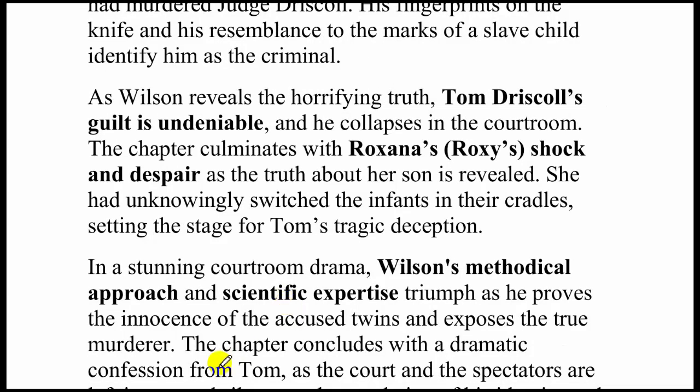As Wilson reveals the horrifying truth, Tom Driscoll's guilt is undeniable, and he collapses in the courtroom. The chapter culminates with Roxy's shock and despair as the truth about her son is revealed. She had knowingly switched the infants in their cradles, setting the stage for Tom's tragic deception.